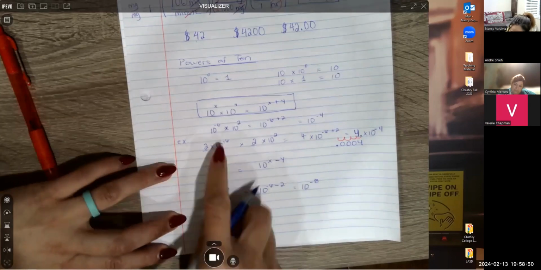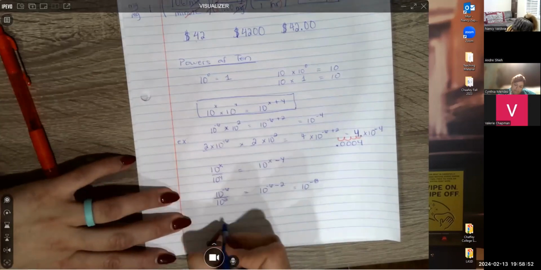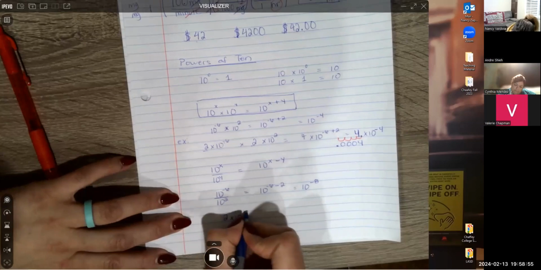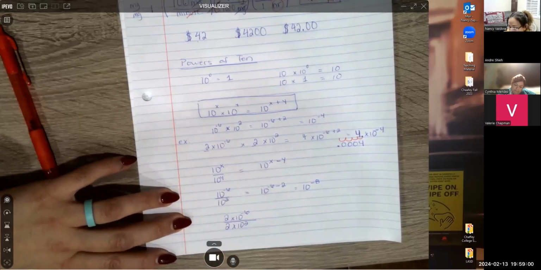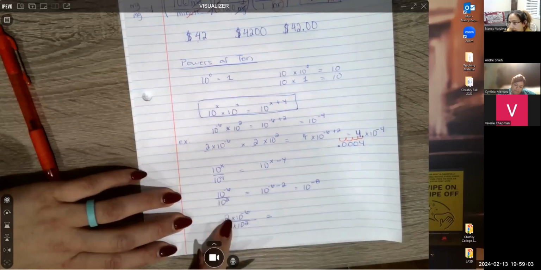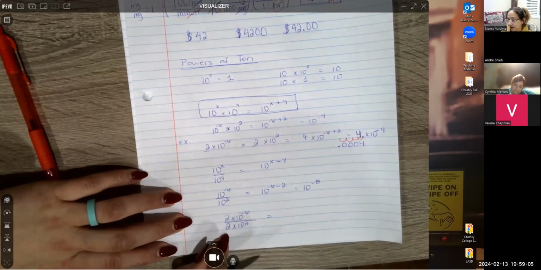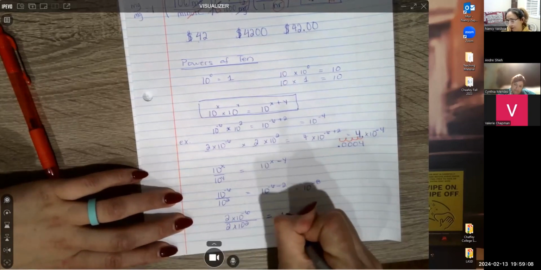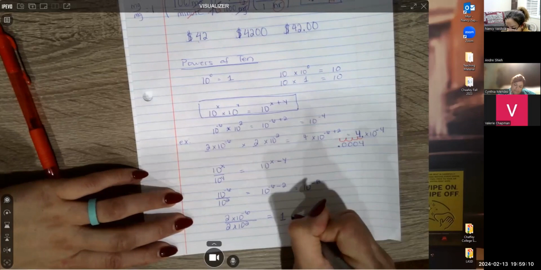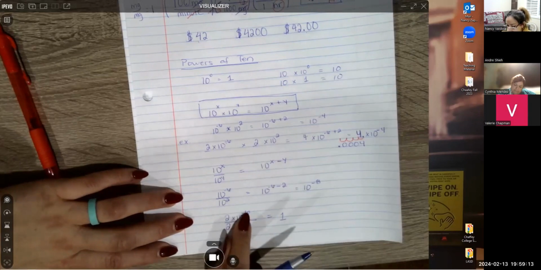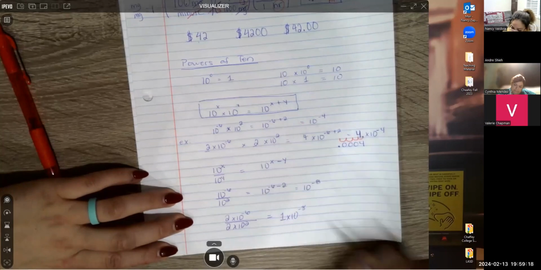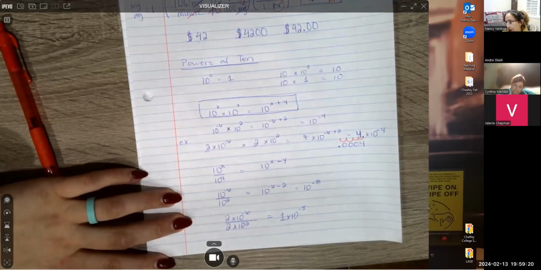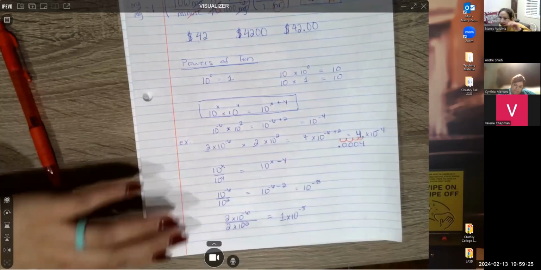So using the same numbers, but now I'm going to put them in division form. 2 times 10 to the negative 6 divided by 2 times 10 to the second. Well, easy math, right? 2 divided by 2 is 1. And now we know that 10 to the negative 6 over 10 to the second is 10 to the negative 8. So this number is way smaller than that number, drastically smaller.